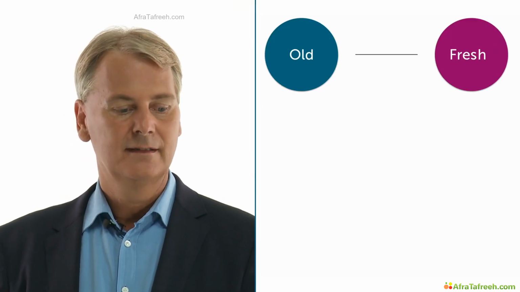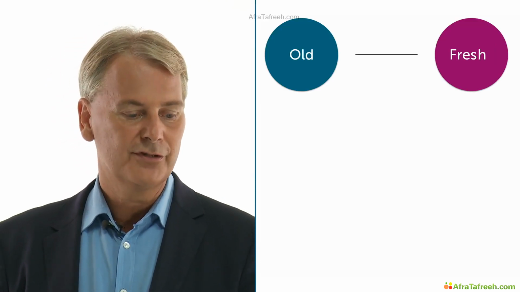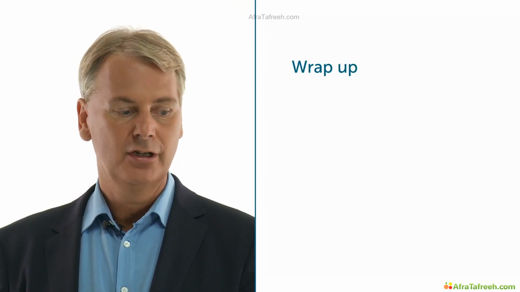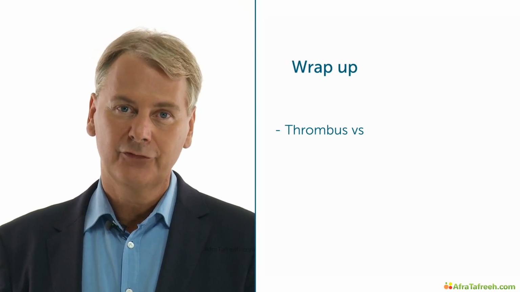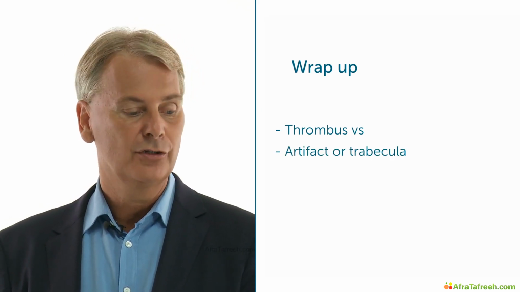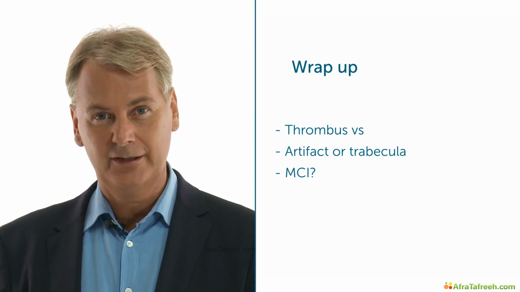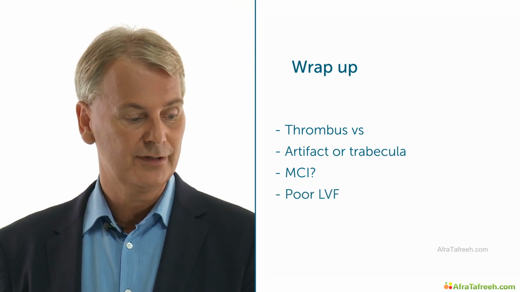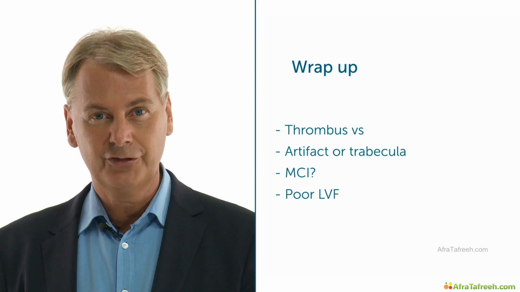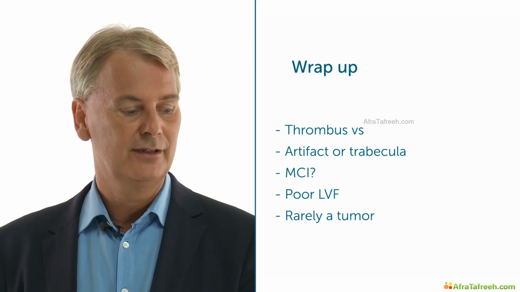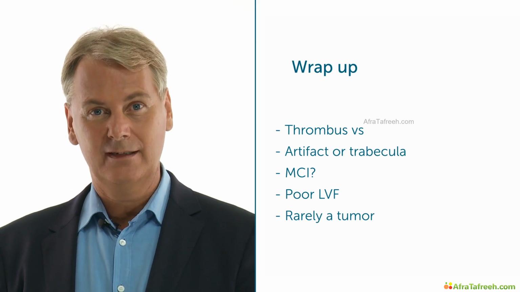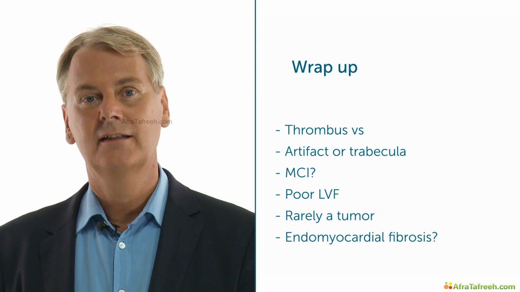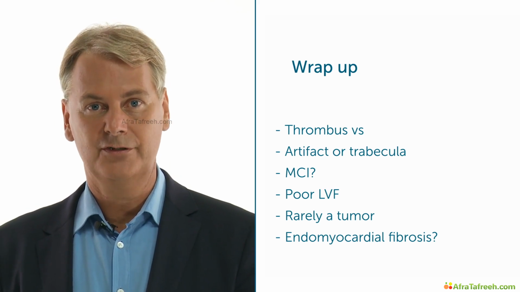Let's summarize. Take a look whether or not the thrombus is old or fresh, mobile or sessile, small or large, and always differentiate thrombus from artifacts or trabecula. Look whether or not the patient has a myocardial scar or especially an acute myocardial infarction with a thrombogenic surface. Patients with poor left ventricular function have a higher likelihood for thrombus formation, and rarely you would find a tumor in the apex of the ventricle. And finally, differentiate thrombi from endomyocardial fibrosis.